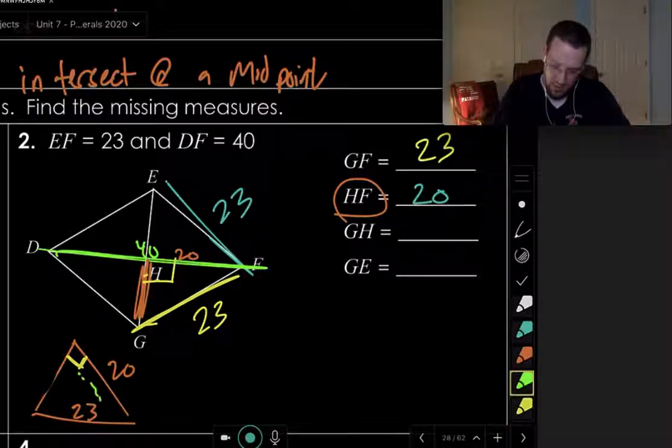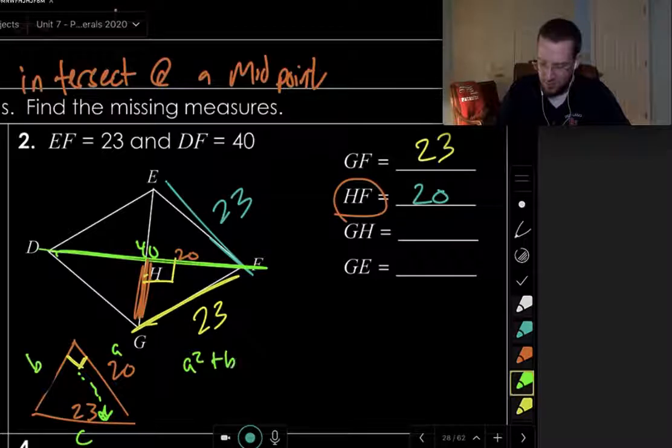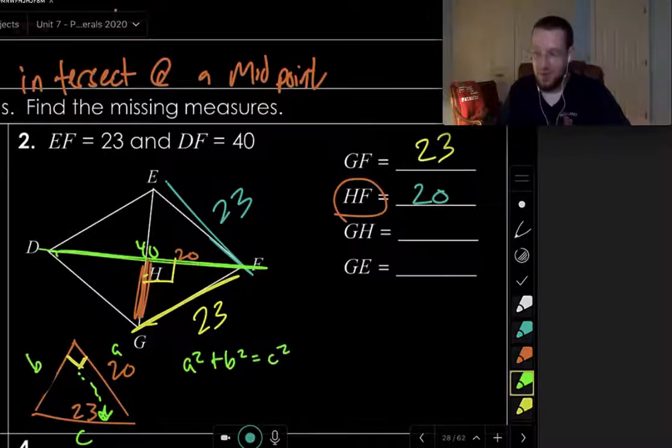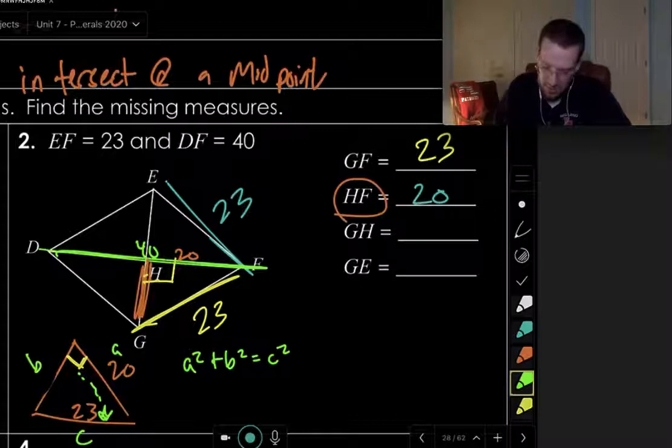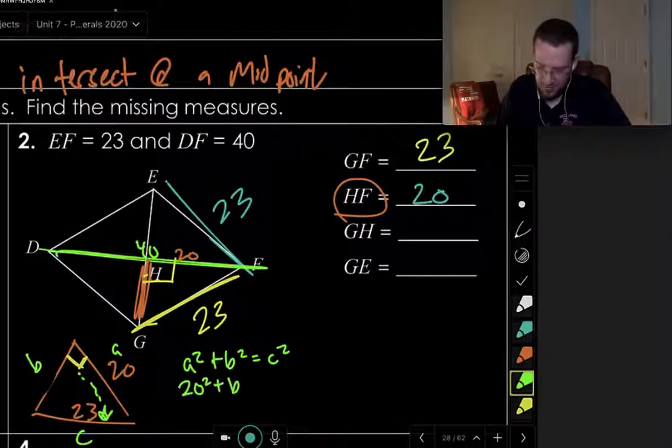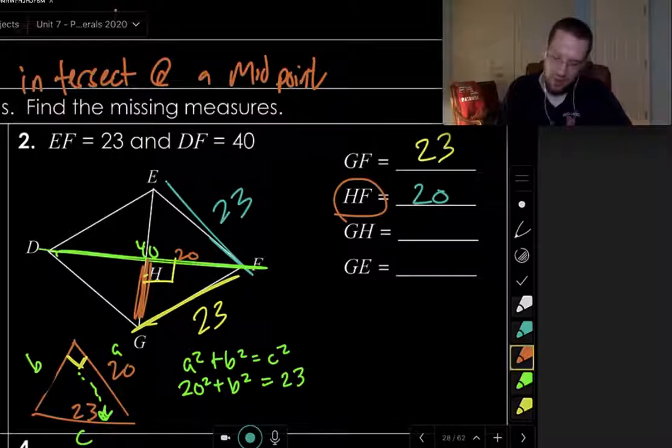We know that 23 is the hypotenuse, so this is going to be our C. A, B, and remember we have A squared plus B squared is equal to C squared. This is the Pythagorean theorem. You've learned this before in middle school. So 20 squared plus B squared is equal to C squared. Our hypotenuse is 23.